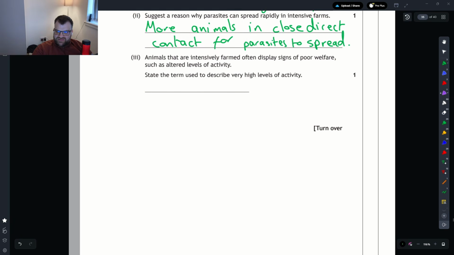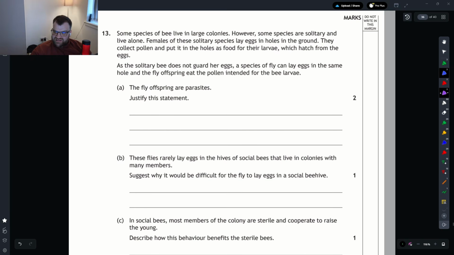High activity levels is hysteria. Someone's hysterical, they cannot be calmed down. The opposite one, low, would be the apathy. Next, parasites. Parasites benefit by causing harm.